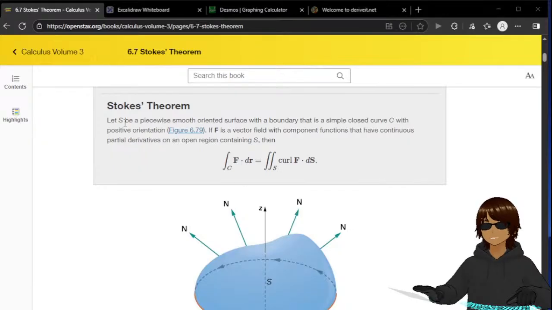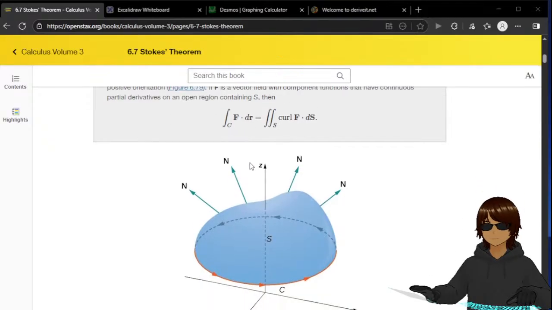Let S be a piecewise smooth oriented surface with a boundary that is a simple closed curve C with positive orientation. If F is a vector field with component functions that have continuous partial derivatives on an open region containing S, then the integral of F dot dr is equal to the double integral of curl F dot dS.